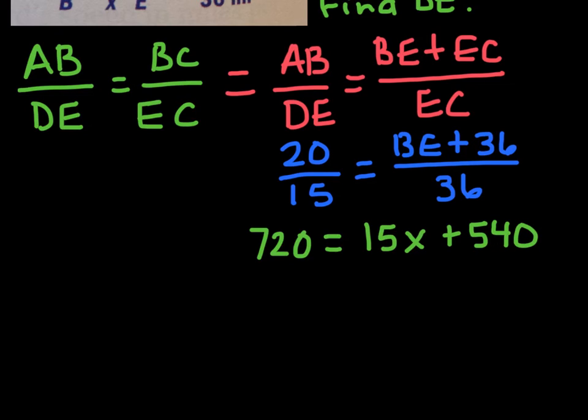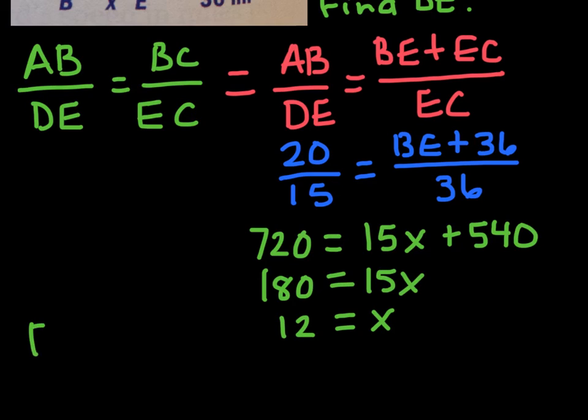Okay, now we solve for X by subtracting 540 from each side to get 180 equals 15X. Divide each side by 15 to get 12. So the length of BE is 12 inches.